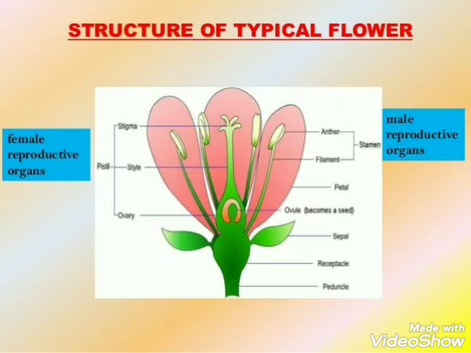Next to the corolla is the male reproductive whorl of stamens called androecium, and the inner whorl of carpels, or the female reproductive organ, is called gynoecium or pistil.